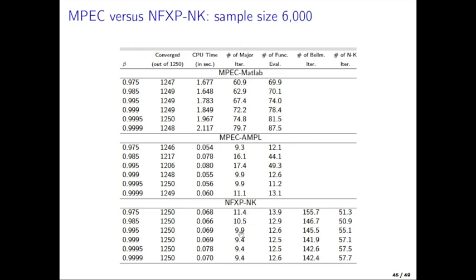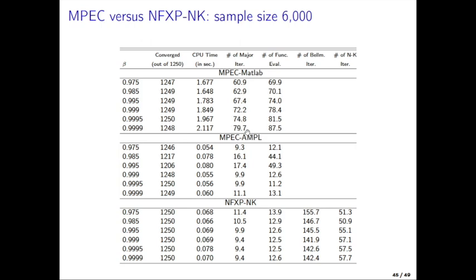And the number of major iterations is actually fewer, right? Because we have fewer parameters to maximize the function with respect to, and we're using second order derivatives to maximize that function, because we're using the outer product of the gradient approximation to the Hessian. So we actually get fewer iterations than you do with MPEC AMPL with second order derivatives, because there are more parameters there.